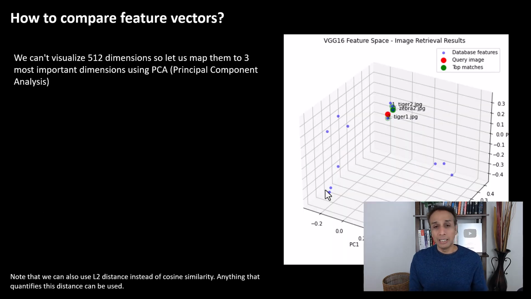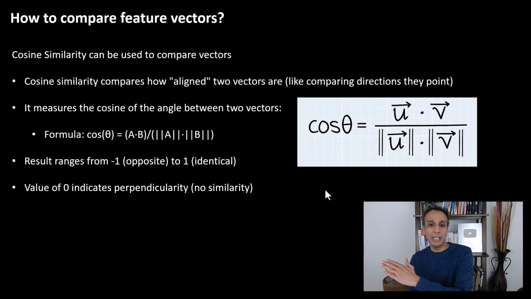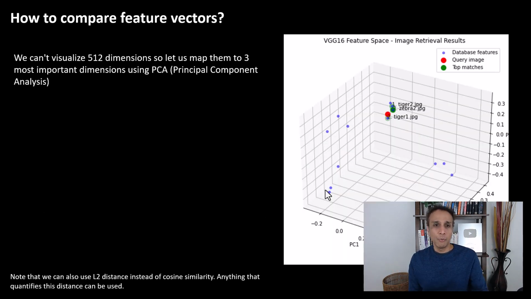Okay. So since we cannot visualize all the 512 values in the vector, what I did here for visualization purposes is collapse the 512 into 3 most important dimensions using principal component analysis. I've done videos on PCA in the past. All you do is remap your 512 into 3 principal components, and those are the ones I'm mapping. And this is just for visualization purposes. And like I mentioned earlier, you can also use L2 distance instead of cosine distance, but cosine is easy to explain, like I just did. Hopefully you found that to be easy.